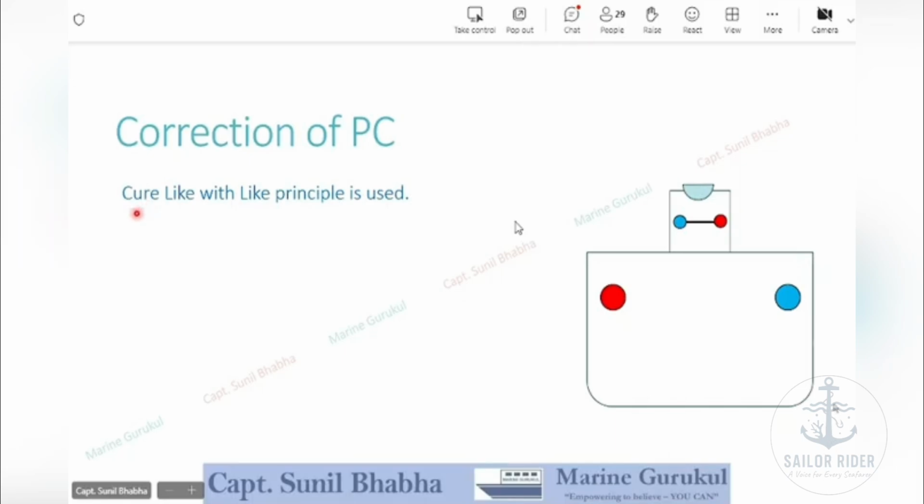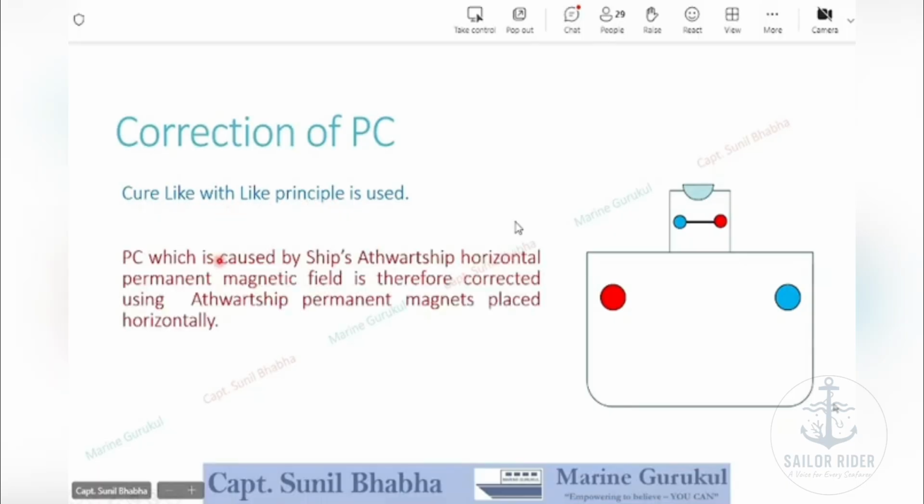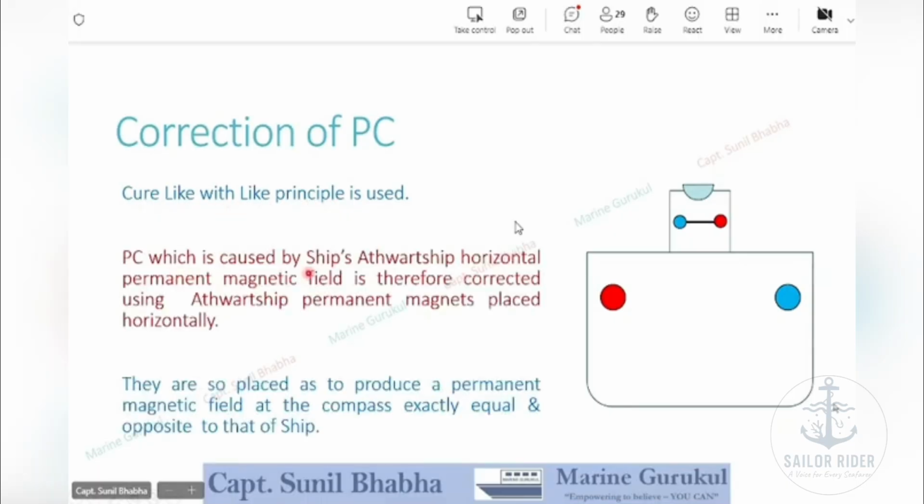So as we just now saw, the cure like with like principle is used in the correction. PC, which is caused by the ship's Athwartship horizontal permanent magnetic field, is therefore corrected using Athwartship permanent magnets placed horizontally. They are so placed as to produce a permanent magnetic field at the compass location which is exactly equal and opposite to that of the ship.